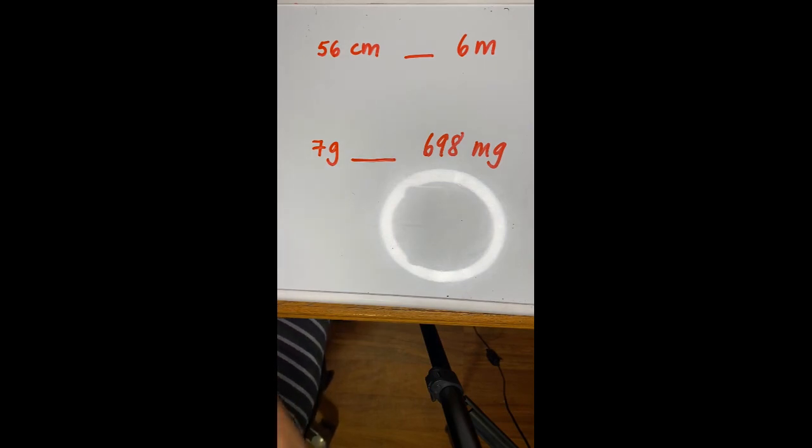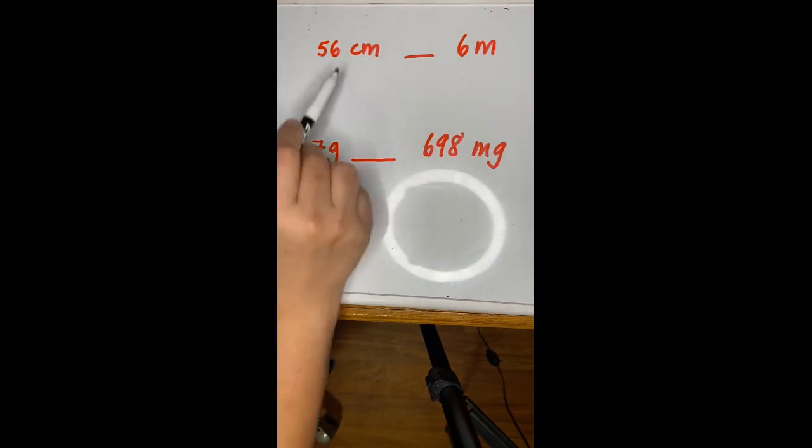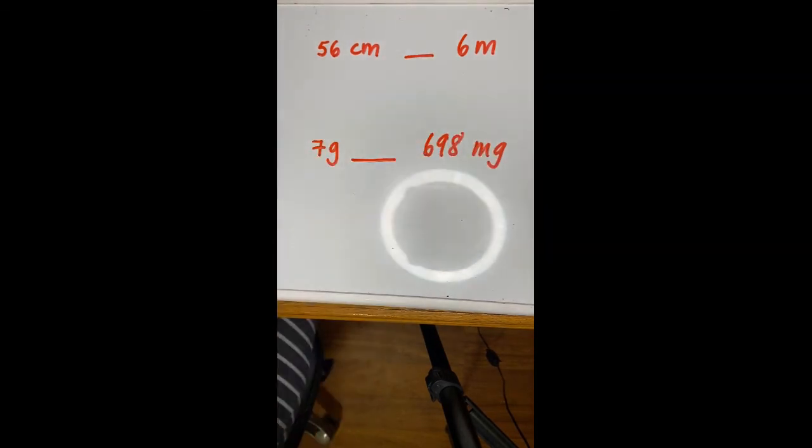Okay, so in these cases, we're going to figure out what is bigger. Is 56 centimeters bigger or is 6 meters bigger? So what we have to do is put them in the same unit, so we can convert them. You can convert centimeters into meters, or you can convert meters into centimeters. Let's convert meters into centimeters.